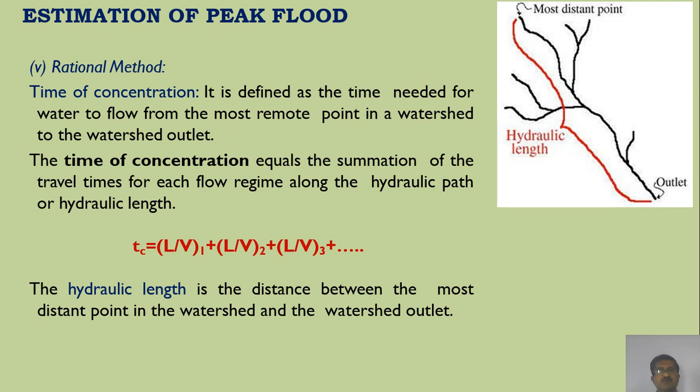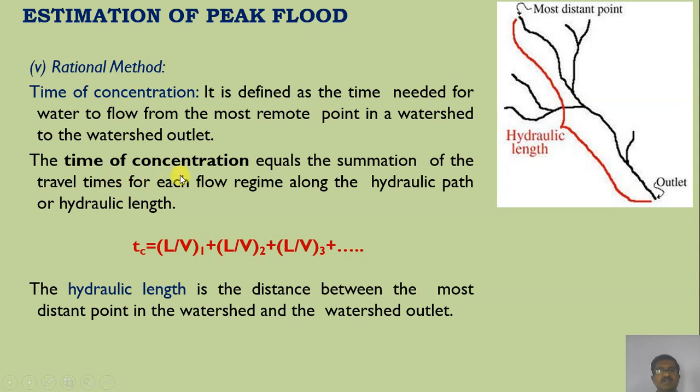Further, time of concentration is defined as the time needed for water to flow down from the most remote point in a watershed to the watershed outlet. You can see here that from a more distant point the water will flow and come towards the outlet. That is the time which is defined as the time needed for the water to flow from the most remote point to the watershed outlet.